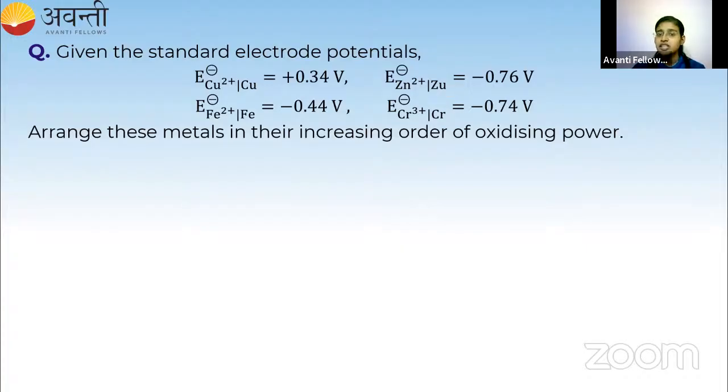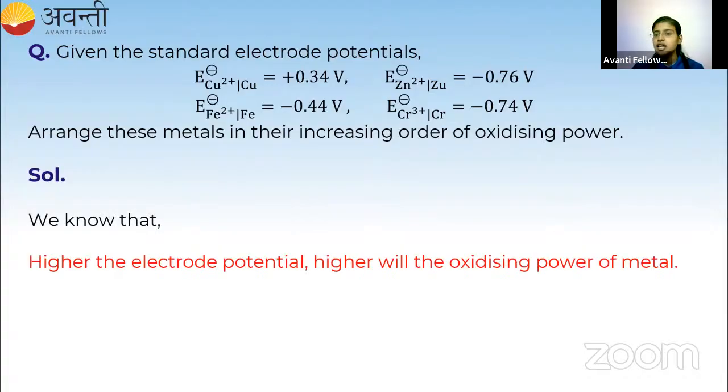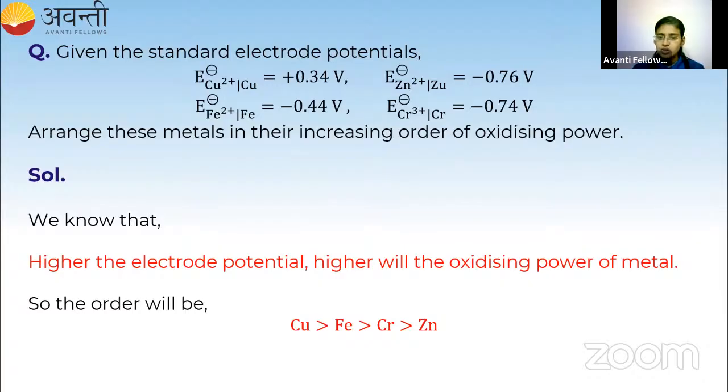Cu is having the positive value, right? So it is more oxidizing in nature. We know that higher the electrode potential, higher will be the oxidizing power. So the order will be Cu, Fe, Cr, and at last only zinc. Very good, students. All of you got the correct answer for this question.